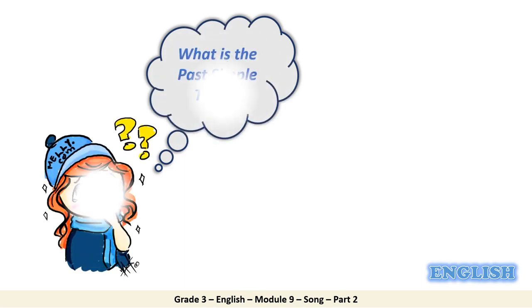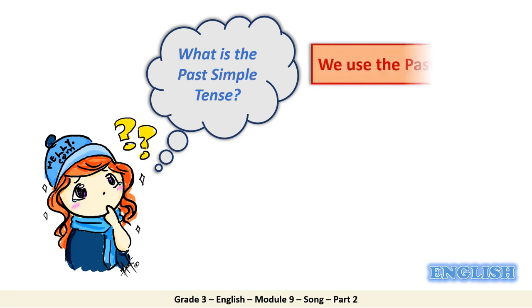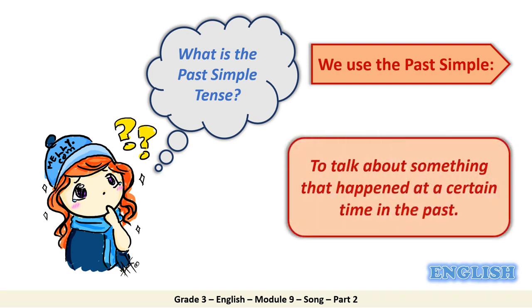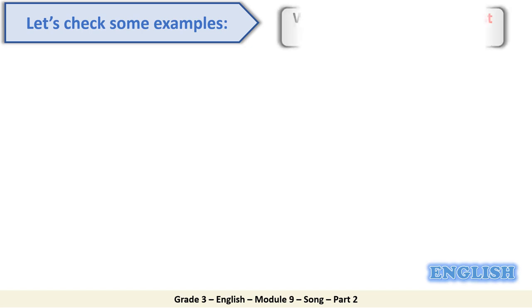Let's begin by answering the question, what is the past simple tense? Can you tell me? Excellent! We use the past simple to talk about something that happened at a certain time in the past. Now, let's check out some examples in the past tense.